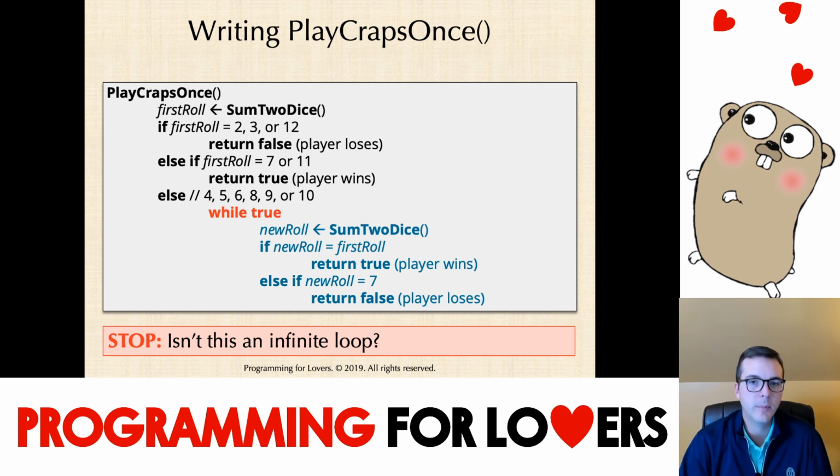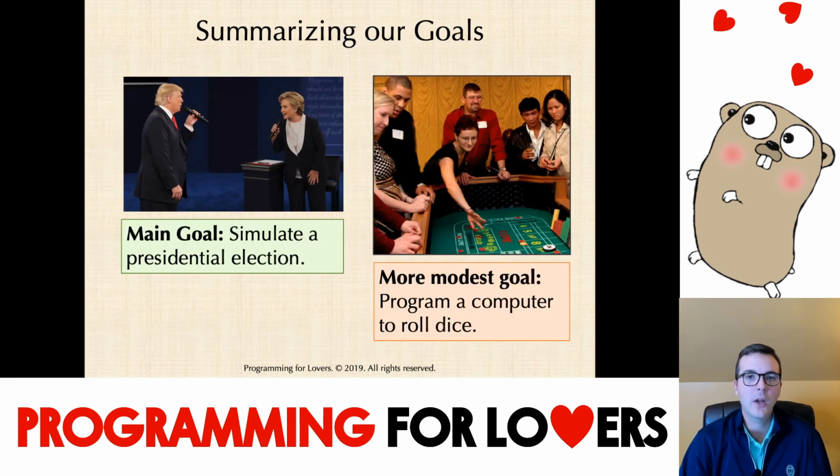And we need to know a little bit about how we're going to get a dice roll, or sum the values of 2 dice. We haven't said anything about randomization, but I'm going to use this simpler craps house edge example to get at that and realize that we've got 2 goals. The main goal is, of course, to simulate a presidential election and figure out how forecasting works and touch on that a bit.